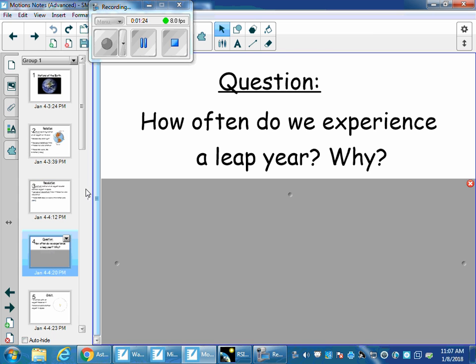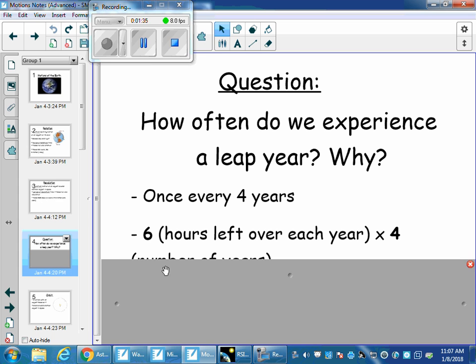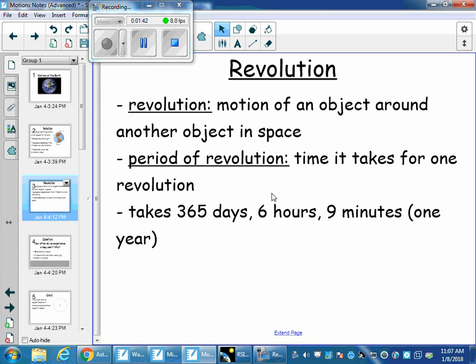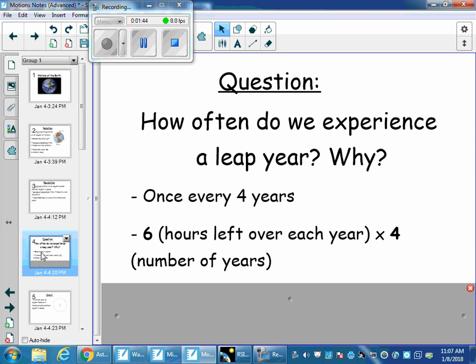That leads us into this idea of what's called a leap year. So how often do we experience a leap year and why? If you think back and think through it, it is 4 years. And the reason why we have a leap year every 4 years is because there are 6 hours left over each year. Well, over 4 years, that's going to build up into an extra day. So we add that onto the calendar to balance it out, because it's not an exact number of days that takes a year. So over time, we balance things out in the calendar.